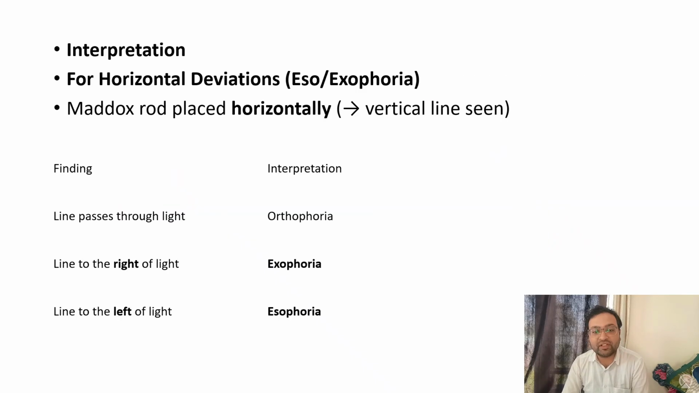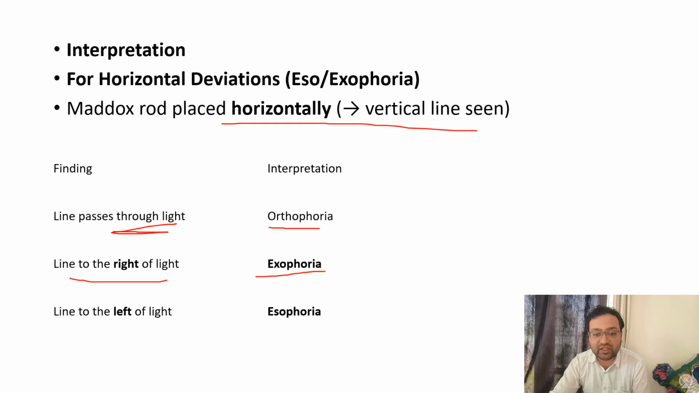So how do we interpret it? For horizontal deviations, the Maddox rod is placed horizontally. In this case, a vertical line is seen. If the line passes through the light, then there is orthophoria. If the line passes to the right of the light, then there is exophoria. If the line passes to the left of the light, then there is esophoria.